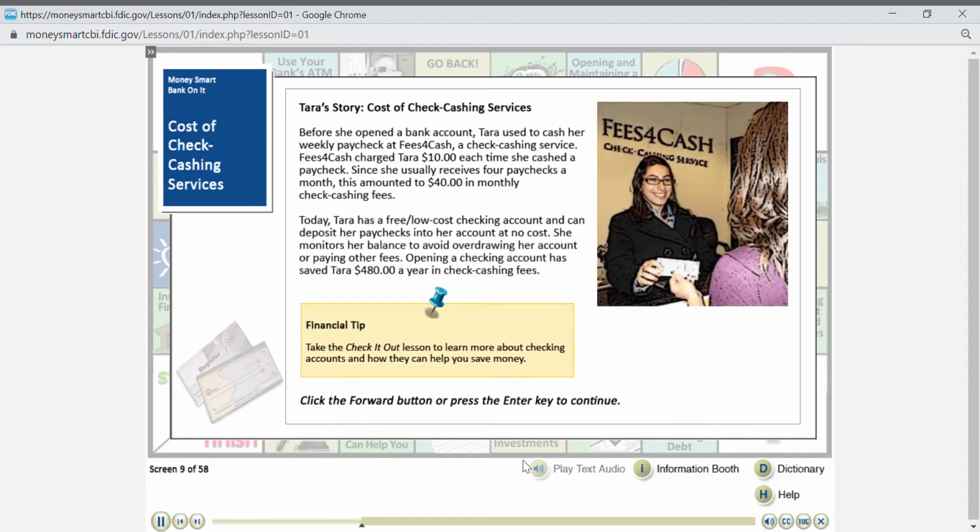Do you use check cashing services? Many people do not realize how much money they can save by opening a bank account. Read Tara's story and then click the forward button or press the enter key to continue.